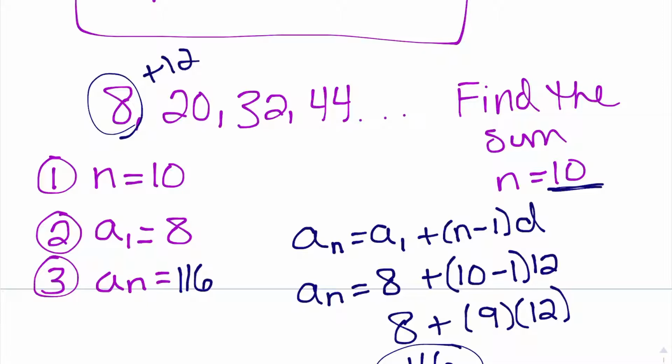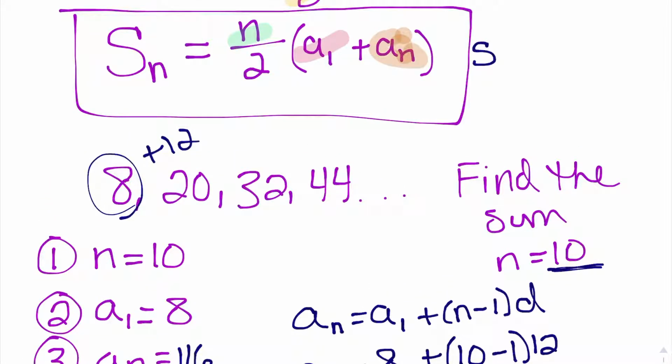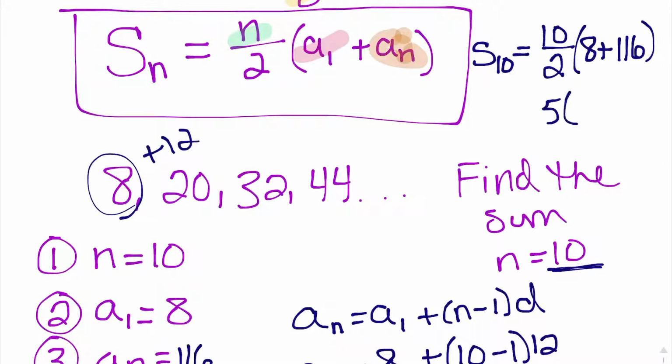So now if I go and fill in that whole formula, we're going to have s sub 10 is equal to 10 divided by 2 times a sub 1, which is 8, plus a sub n, which was 116. And now that's a simple calculation. 5 times 124 would give me 620. So that process was a lot quicker than actually sitting there finding all 10 terms and then adding them up.